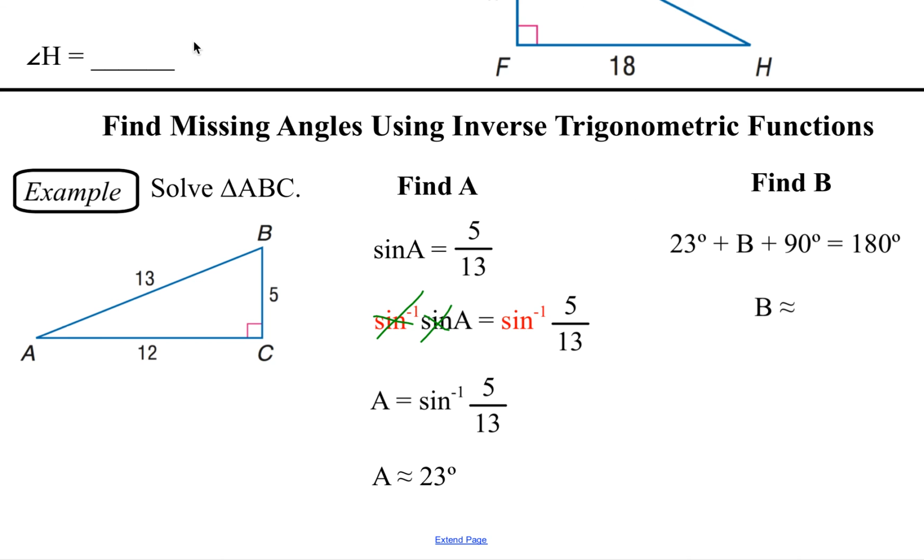One of the things you should notice on this is the two acute angles will always add to 90 so that we get a total of 180 in our triangle. So on this one, we get B is approximately equal to 67 degrees. The reason it's approximate is we approximated angle A, so we also have to say that B is an approximate answer.